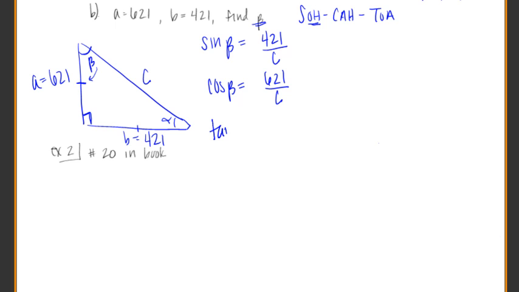And then if I go with tangent of beta, tangent is going to be the side opposite over the side adjacent. So what's opposite of beta is 421. What's adjacent to beta is 621.